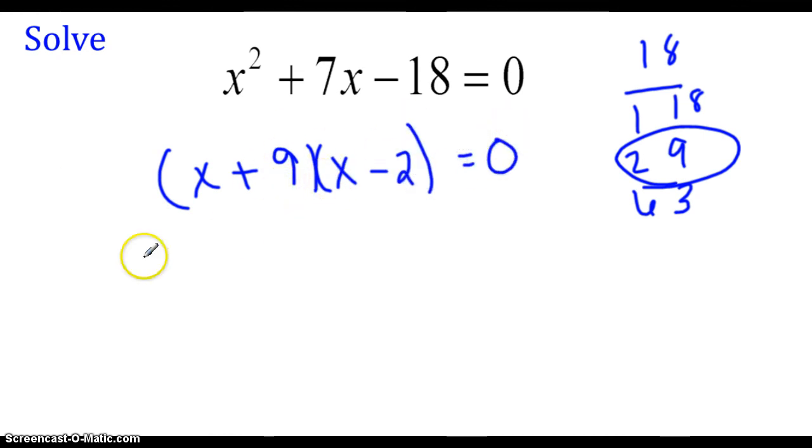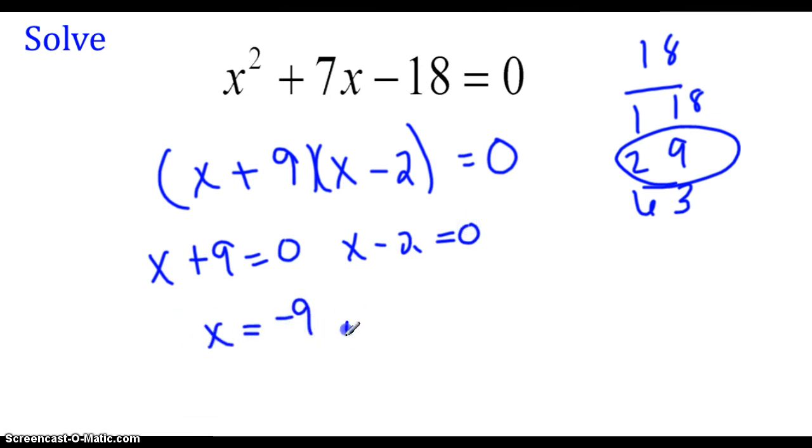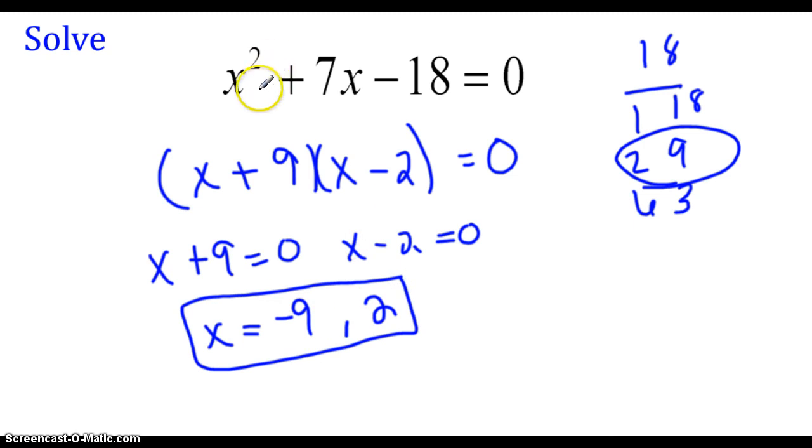And now it looks exactly like what we just did. So you're going to set x plus 9 equal to 0, and I'm going to set x minus 2 equal to 0. I'm going to get x is negative 9, and I'm going to get that x is 2. Those are two solutions. And if you checked, 2 squared is 4. 4 plus 2 times 7 is 14, minus 18. 4 plus 14 is 18, minus 18 equals 0.